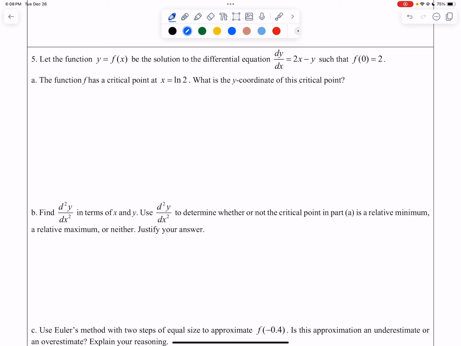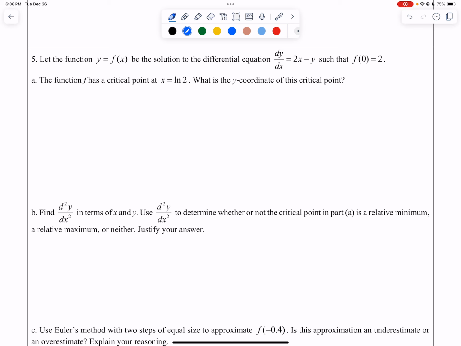Number 5, we have y is equal to f of x be the solution to the differential equation dy/dx is equal to 2x minus y such that f of 0 is equal to 2. And part A says that the function f has a critical point at x is equal to ln of 2, and we want to figure out what the y coordinate of this critical point is.